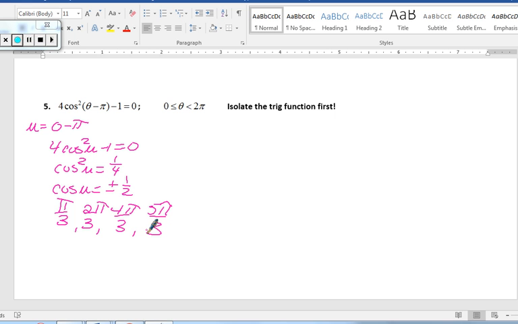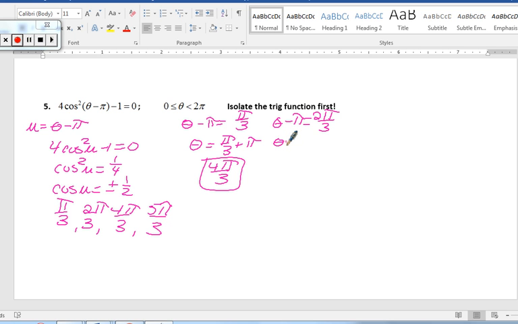We're going to do the same thing. Remember, mu is equal to theta minus pi. So theta minus pi is going to equal pi over 3. If I add the pi over, I wind up with 4 pi over 3. If theta minus pi is equal to 2 pi over 3, adding the pi over there gives me an answer of theta equal to 5 pi over 3.